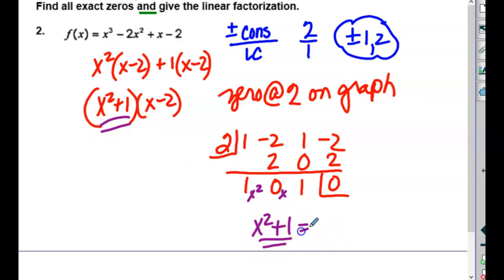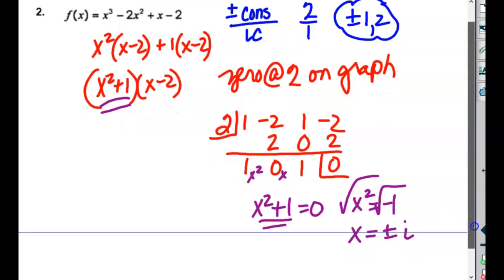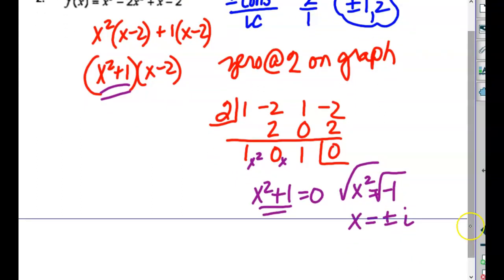Okay, we need to set that equal to 0 and solve. I think we just practiced that a second ago. We subtract 1 to the other side. Okay, we square root. What do we have to remember? Yeah, plus or minus i. If it's an x squared, it has to have 2 roots. They are positive i and negative i.